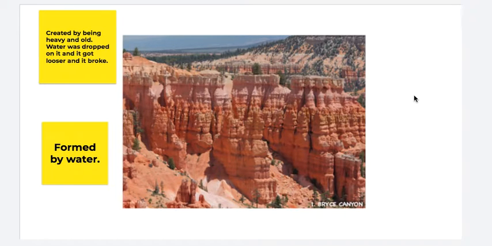This is a canyon, and some people have said it was created by being heavy and old. Maybe water was dropped on it and got looser and it broke. It was formed by water.